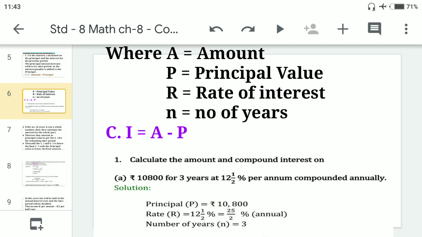Now see, in this previous case, you are getting exactly 3 years. That means 3 is a whole number. So for the 3 years, you are calculating the amount and compound interest. But what if the number of years is not 3, it may be 3 whole 1 by 2, it may be 3 whole 3 by 4, whatever it may be. So in that case, what to calculate?